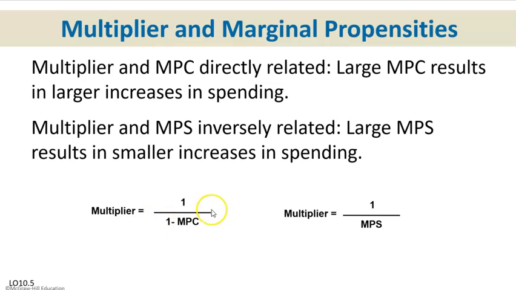So the multiplier is 1 divided by 1 minus MPC. If I give you MPS, just take 1, divide by MPS, and you'll get your multiplier. So if we do the multiplier for the last slide, our MPC was 0.75. 1 divided by 1 minus 0.75, that would be 1 divided by 0.25, which gives us 4. So that's how we can find our multiplier.